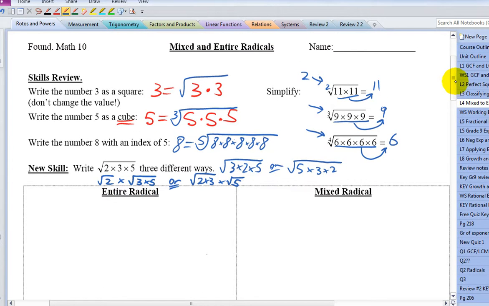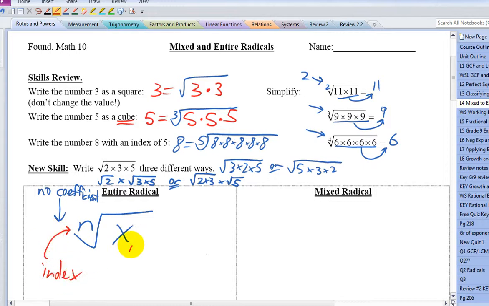An entire radical, that is when you have no coefficient. Okay. And what are our names? What do we call the n? What do we call the x? Radicand. Now we use the word index a lot, but we don't really use the radicand all that much. Don't know why. It just doesn't come up too often.